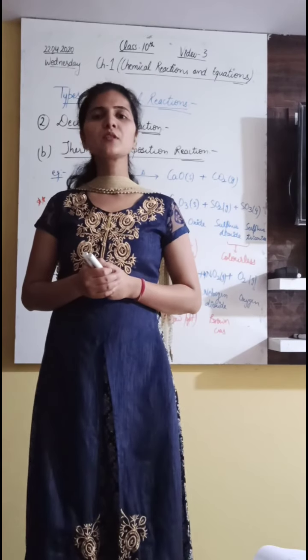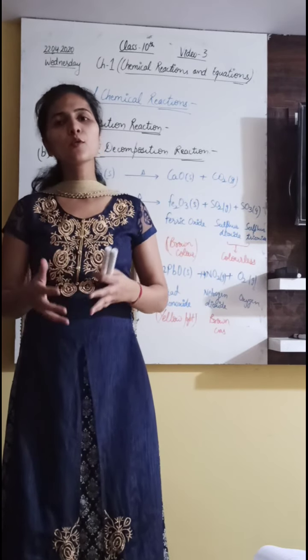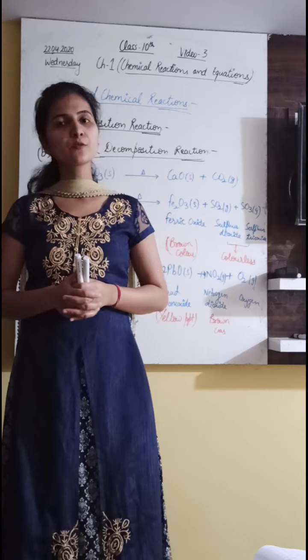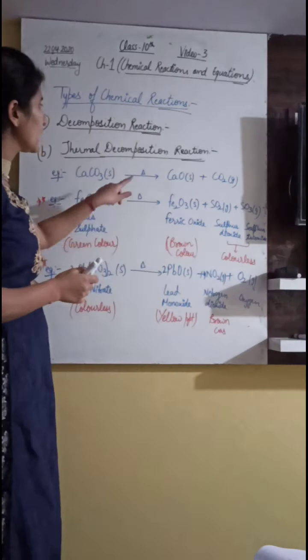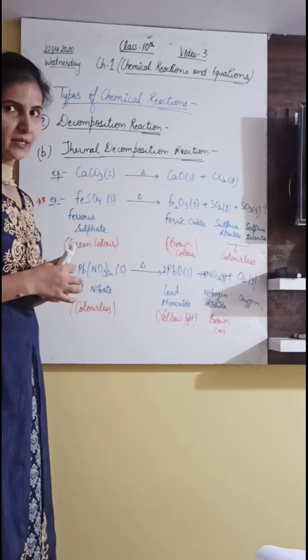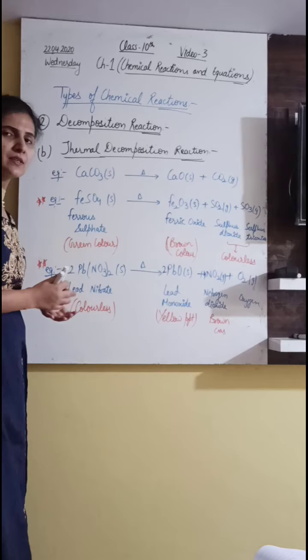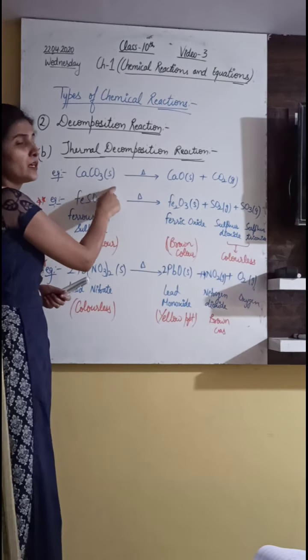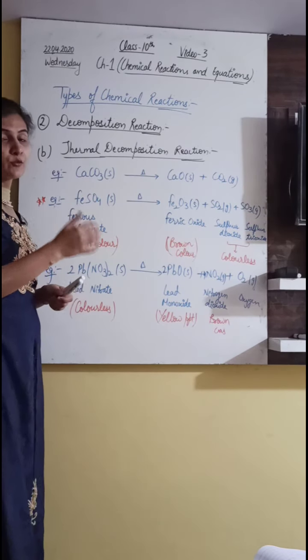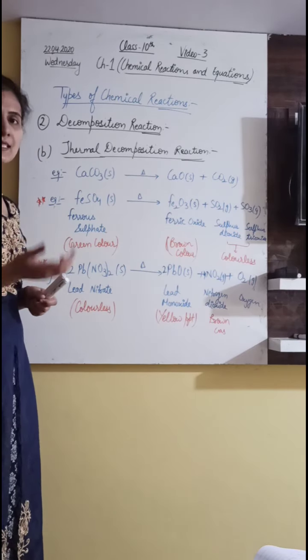The next type of decomposition is thermal decomposition, means splitting up of the reactant molecule in the presence of heat. I told you the heat symbol is this triangle, so I have written this triangle here. The first reaction is this calcium carbonate. We made it in the previous reaction only. That's why I didn't write the name here, but you have to write the name every time whenever you are writing the reaction in the exam.